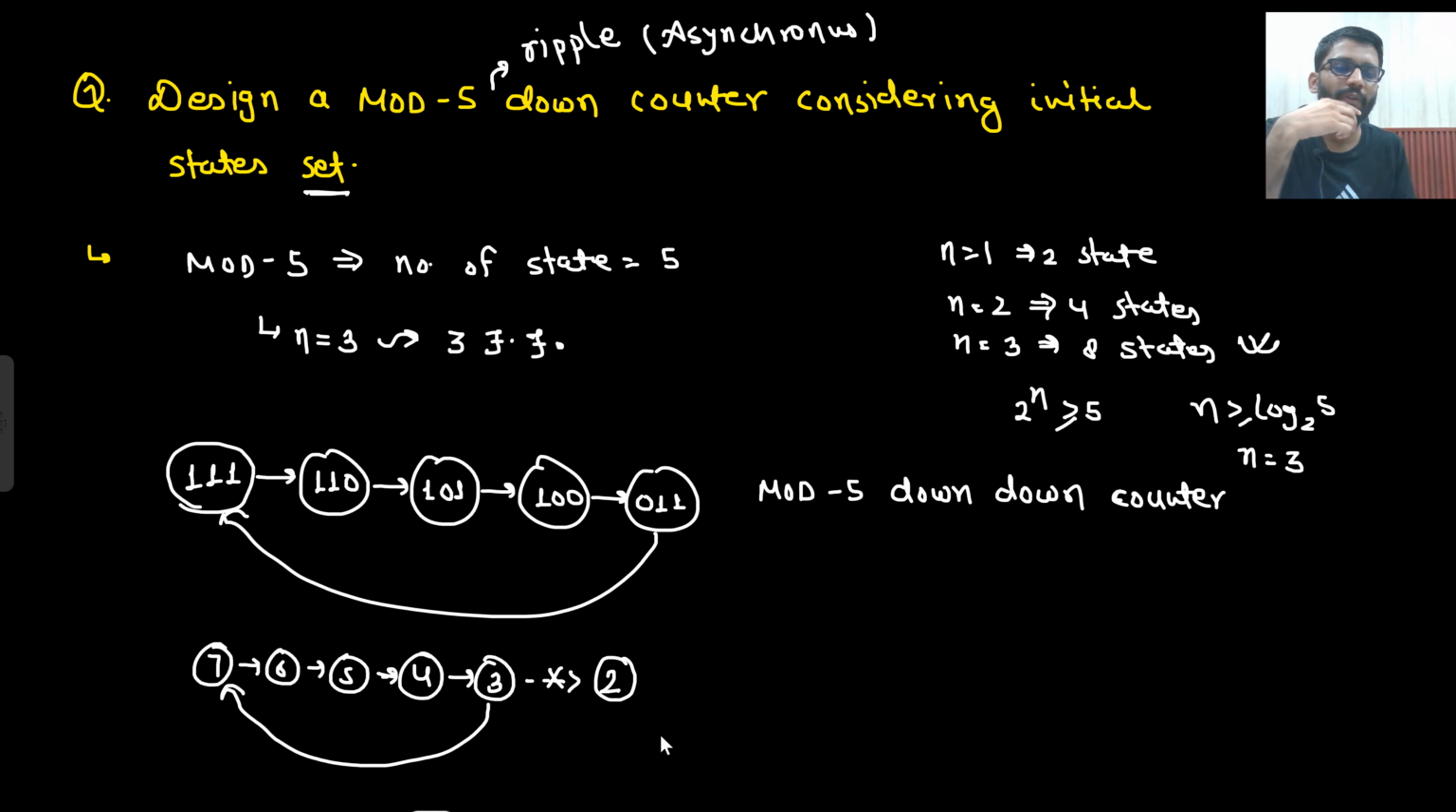So what do you think you need to use? Preset input, right? Because what does the preset input do? Preset input will take all the outputs to 1. So no matter whatever the previous state was, it will take all the outputs to 1. Are you getting this point?